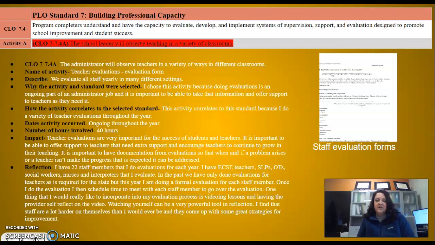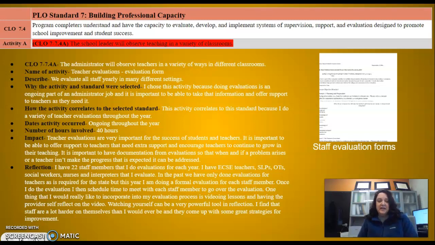Teacher evaluations are very important for the success of students and teachers. It is important to be able to offer support to teachers that need extra support and encourage teachers to continue to grow. It is important to have documentation from evaluations so that when and if a problem arises or a teacher isn't making the progress that is expected, it can be addressed.